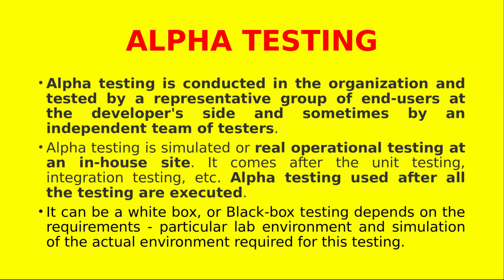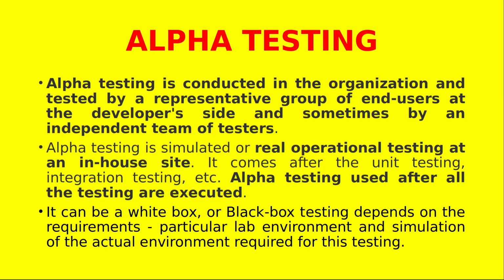After developing the software, we test it using different kinds of techniques and different types of testing: unit testing, integration testing and system testing. After testing the software, we release the software. Okay, so these are the steps for software development and releasing the software. So now we move to alpha testing.